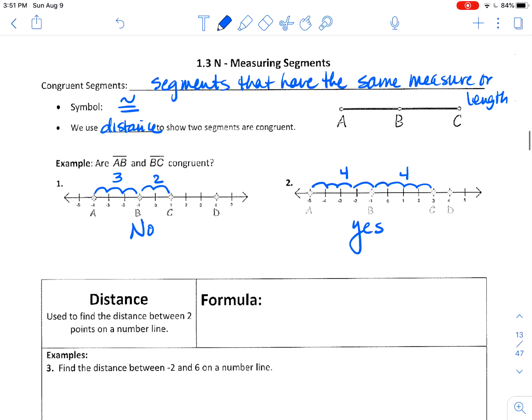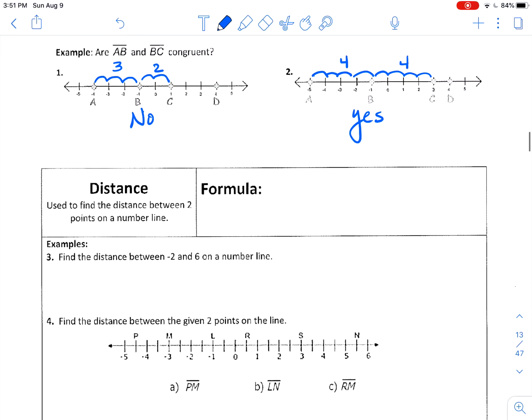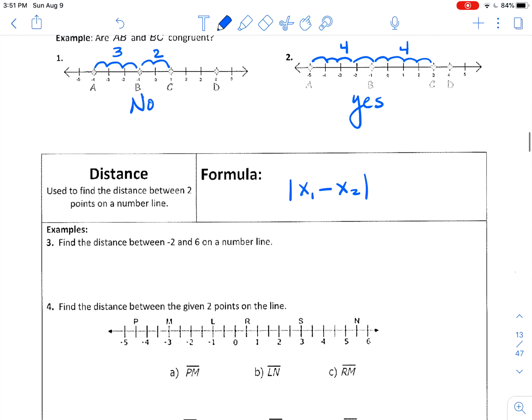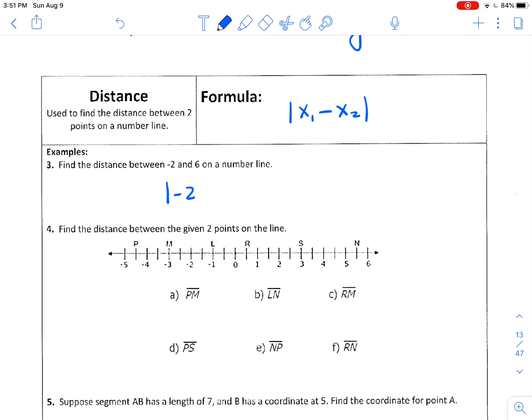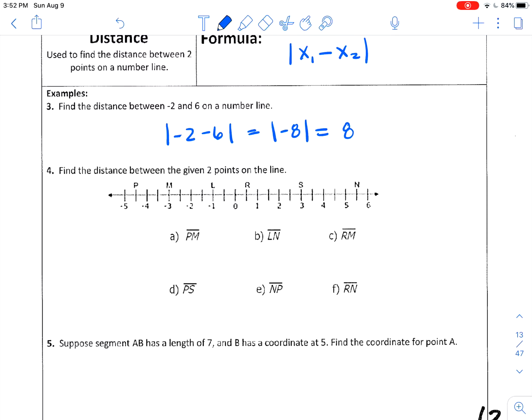Now we do have a formula for distance, and it is taking the first point and subtracting the second, and then taking the absolute value of that. So in example 3, find the distance between -2 and 6. So -2 minus 6, well, that is -8, but the absolute value of that makes it positive because distance is always a positive number.